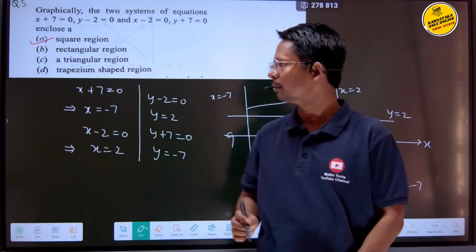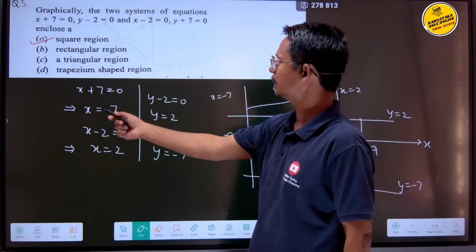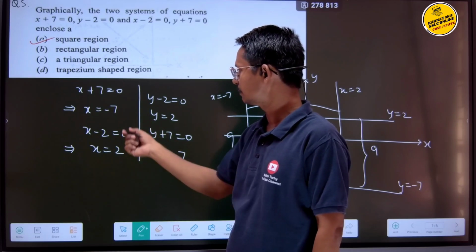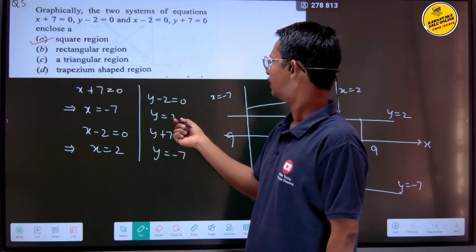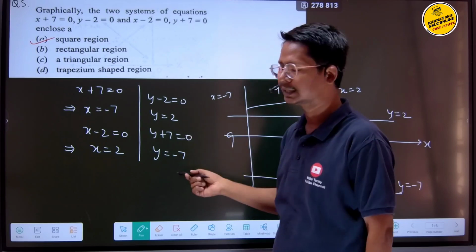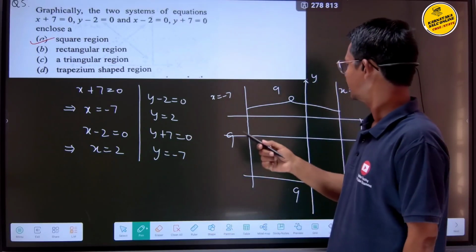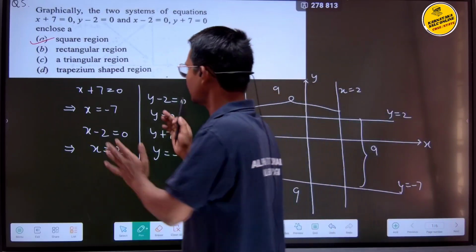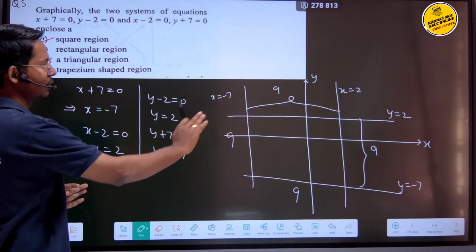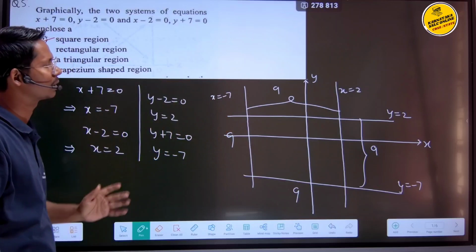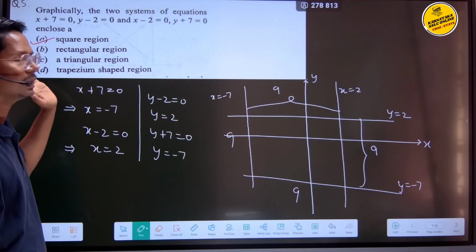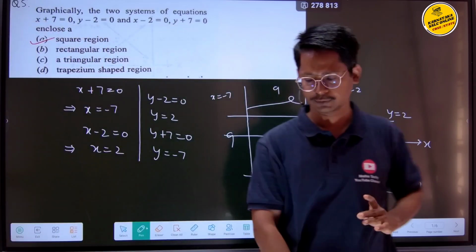Even by observing the equations, as I said in the beginning, x equal to minus 7 and x equal to 2 means the difference will be 9, and y equal to 2 and y equal to minus 7 means again the difference is going to be 9. So you will get all sides equal. If you are not getting it from the equations, you can just roughly draw a graph, and thereby you will come to know it encloses a square region. Okay, fine. Next one.